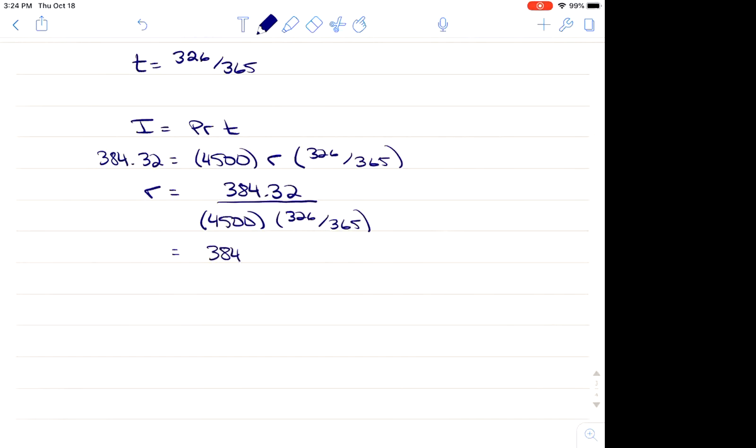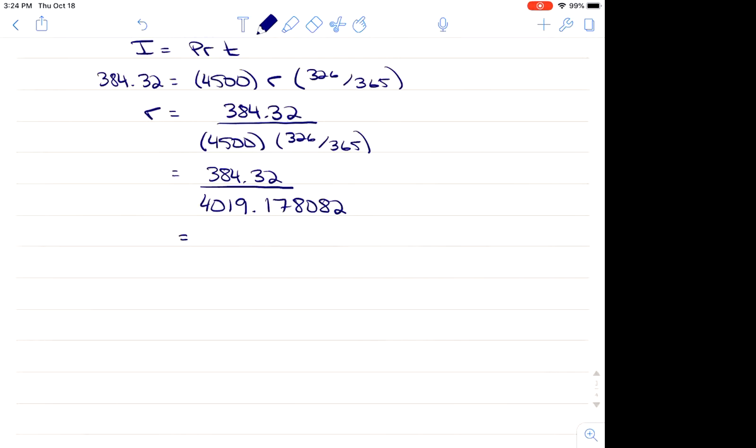I get 384.32 divided by 4,019.178082. So my rate must be, so I want to do 384.32 divided by what's already on my calculator, right? So you can use the second answer. So above the equal sign, if you hit second equals, it'll just recall the most recent answer that it gave you. So I use that quite a bit, right? So the 4,019 is the last answer it gave me.